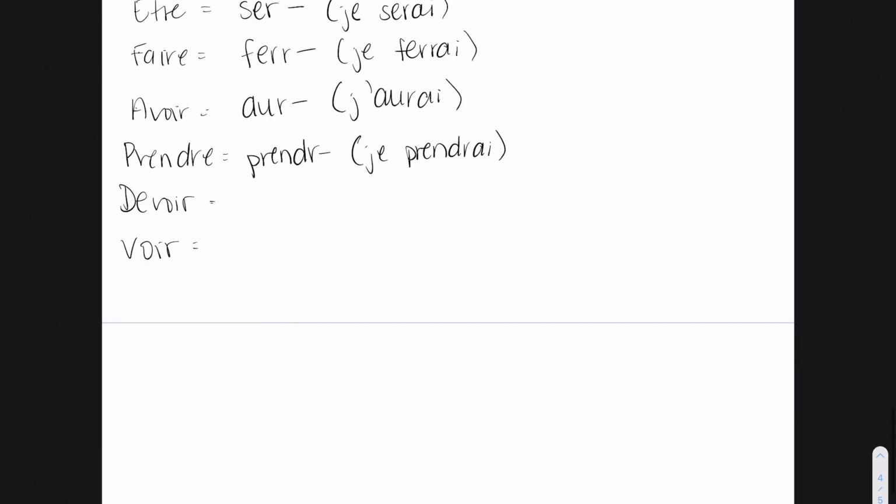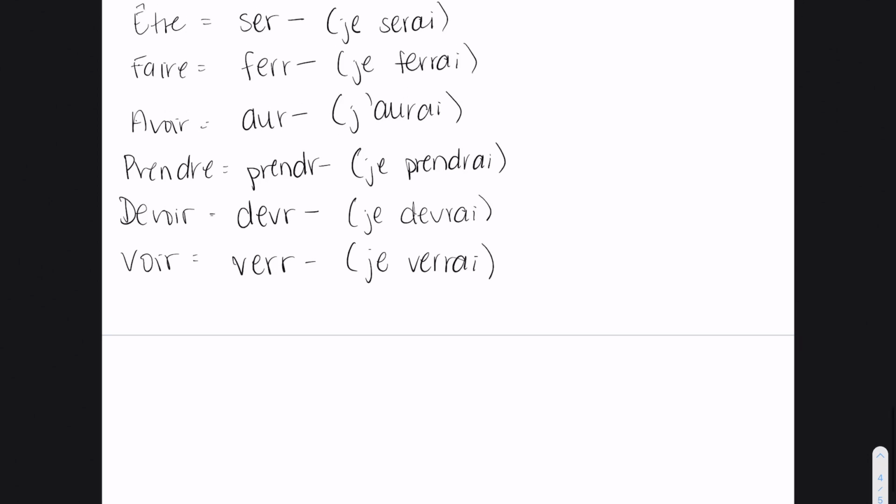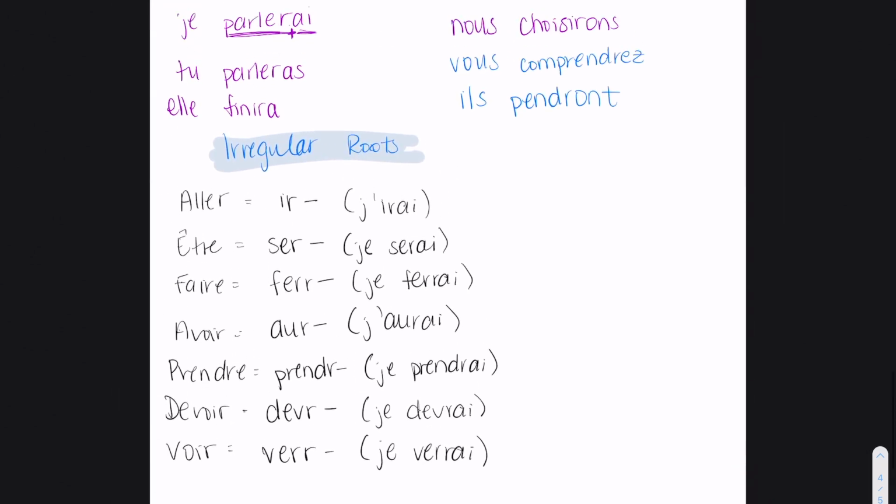Okay? Devoir is a little bit different here. It's devr, sort of, to pronounce just the root there. So when we have here je devrai, so I will have to look after my sibling tomorrow. Je devrai être avec mon ami or être avec ma soeur demain. And then voir is verr. Okay, so je verrai, I will see the Egyptian pyramids once COVID is over. Okay, so this has been your review for Futur Simple.